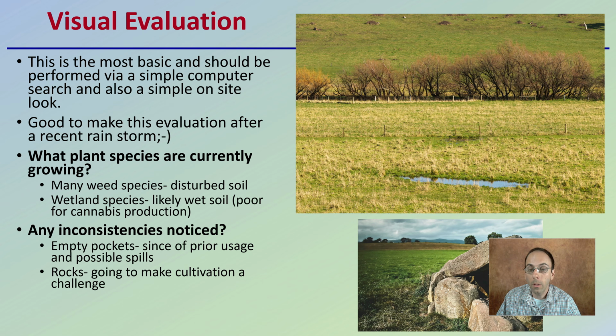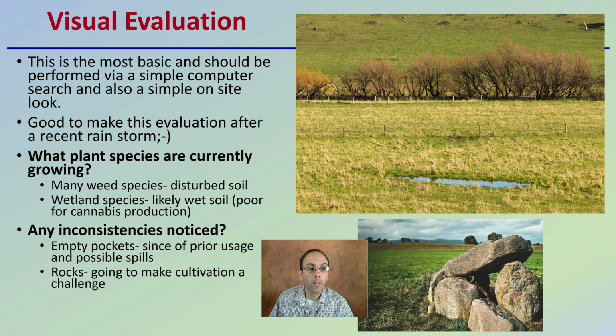Then we take the simple visual evaluation. This is the most basic and should be performed via a simple computer search and also a simple on-site look. There's great satellite imagery, so you can find a quick visual inspection of what's going on, and hopefully you can go there as well. If you do make it out to the field, it's good to make the evaluation after a recent rainstorm, because you want to have an idea of how it may drain, or where water might be flowing to or from within a field.